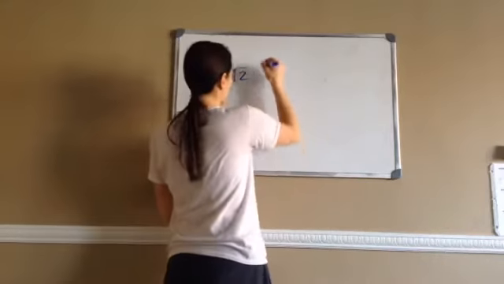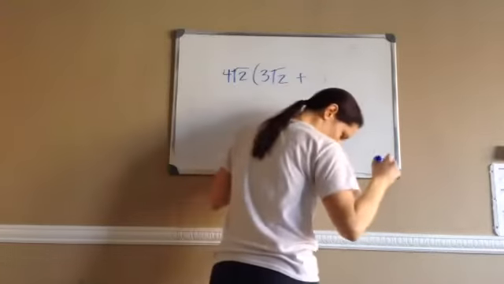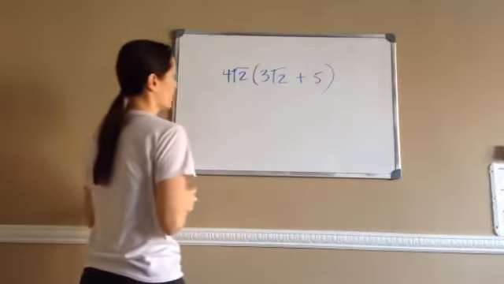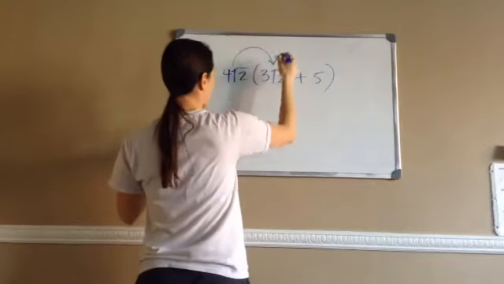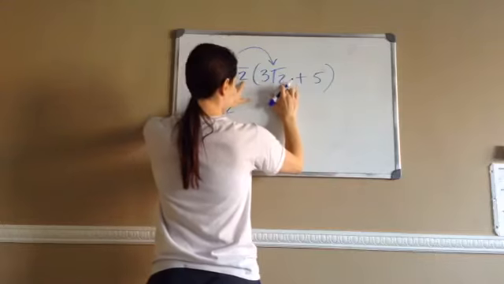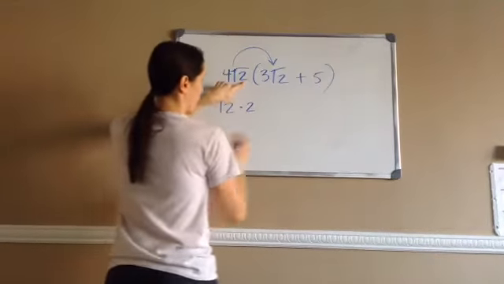4 square root of 2 times 3 square root of 2 plus 5. Okay, now here we go. We're going to multiply this times this. 4 times 3 is 12. Square root of 2 times the square root of 2 is 2.